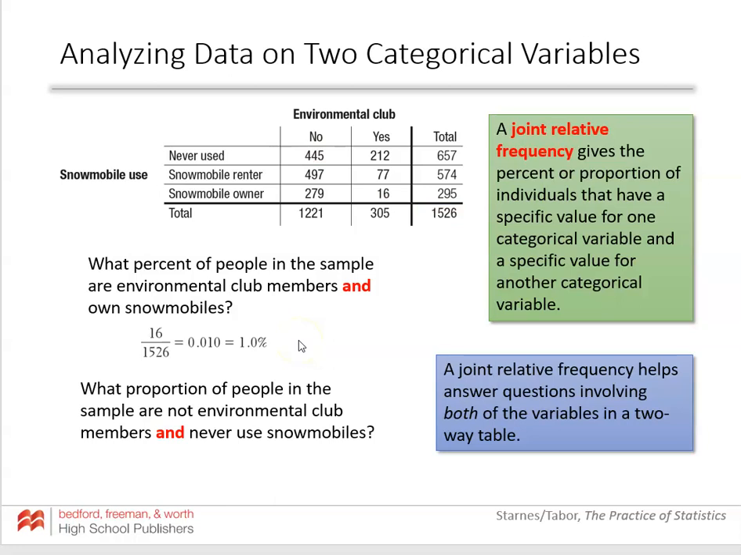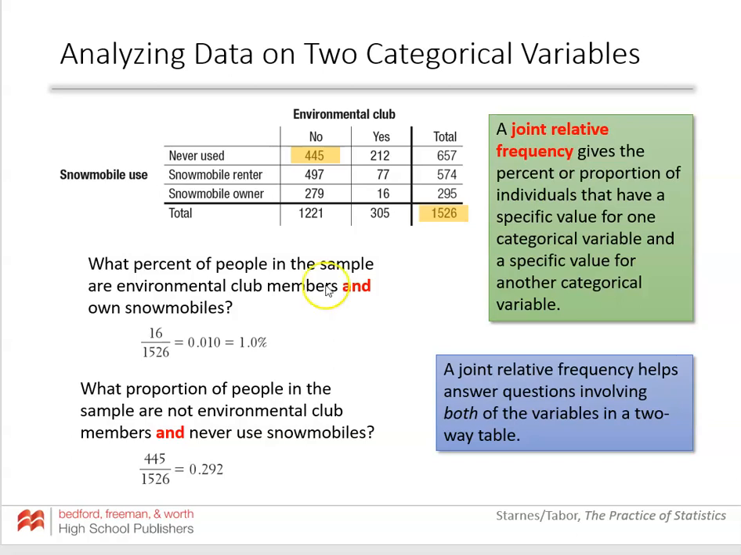Next question. What proportion of people in the sample are not environmental club members and they never use snowmobiles? So that's going to be 445, where those two particular events line up. And again, out of the grand total of 1526. So that becomes a proportion of 0.292. It's good to round to 2 or 3 places, sometimes 4. You don't want to just round to one place, though.